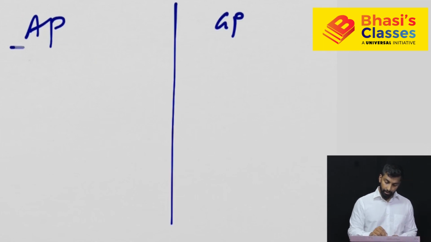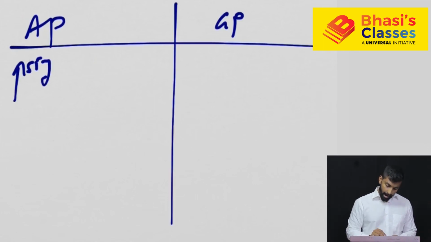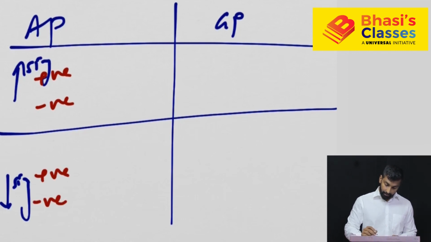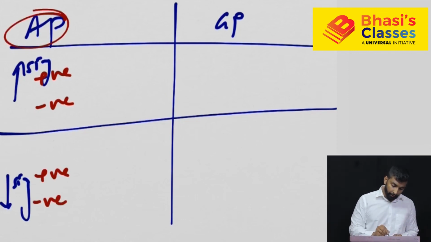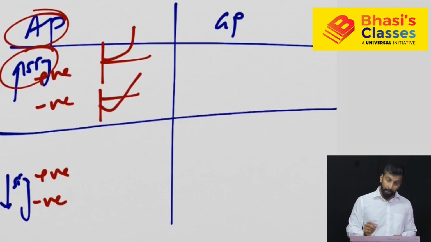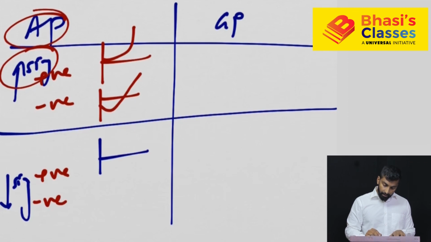So what we have seen is AP, GP, right? Within that, increasing and decreasing, right? Within increasing, starting with positive and starting with negative. Here also starting with positive, starting with negative, right? So in an AP, if it is an increasing AP starting with positive terms, it will look like this, right? Starting with negative terms, it will look like this. In a decreasing AP, starting with positive, how will it look? It will look like this. Starting with negative, it will look like this.